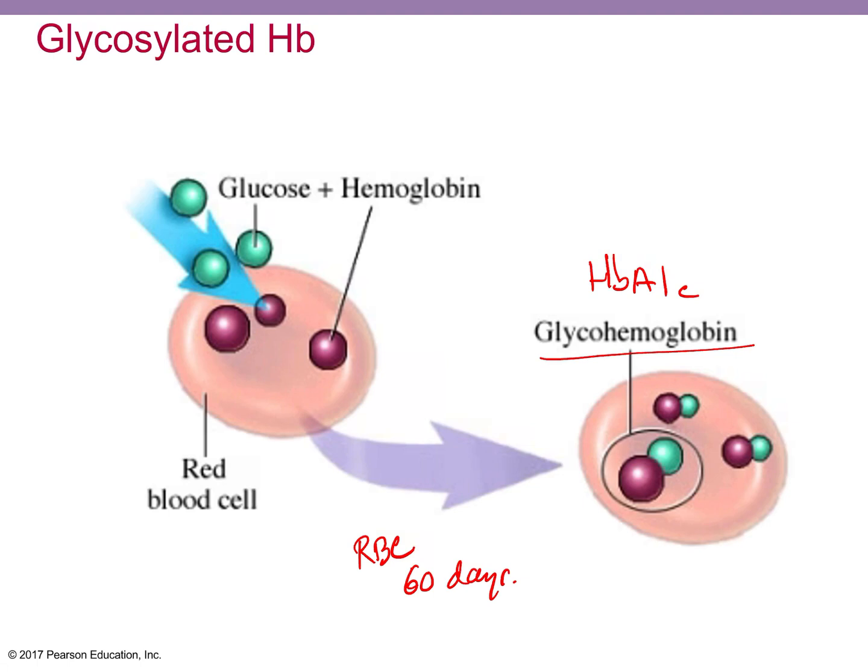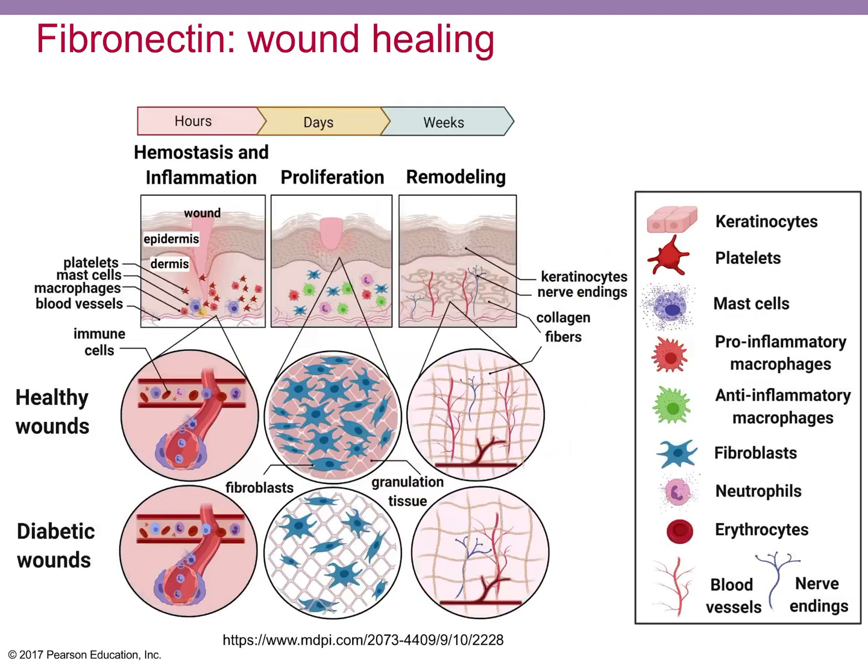glycosylated hemoglobin. One thing about the AGEs that are formed, these glycosylated proteins, is that it's reversible. So once your glucose level goes down, it can come off, right? So that's good news. Another example of a glycosylated protein is fibronectin.